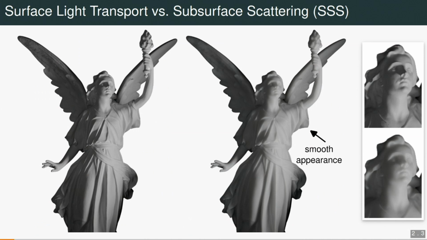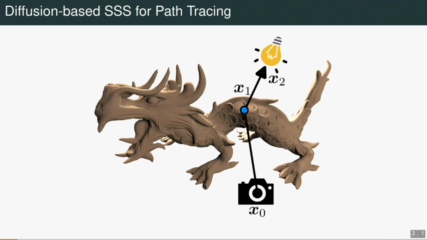Here on the slide there is this marble or wax-like statue, and you can see that subsurface scattering results in a more natural look or a much smoother appearance. So from a path tracing point of view, in surface light transport, light reaches the surface and of course is partially absorbed, but the rest is reflected in the same exact position.